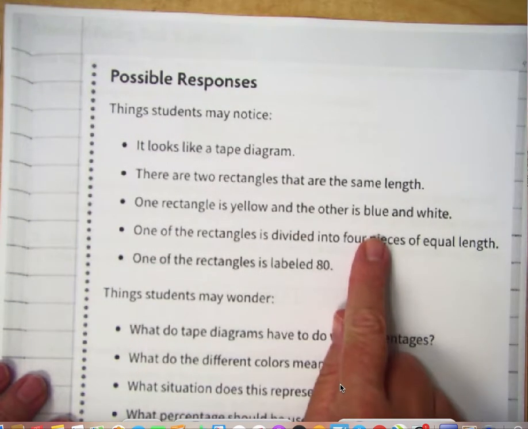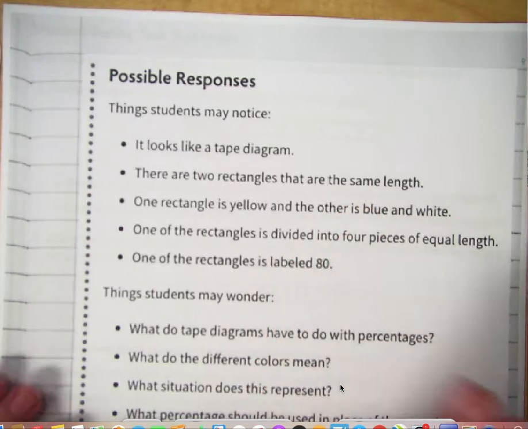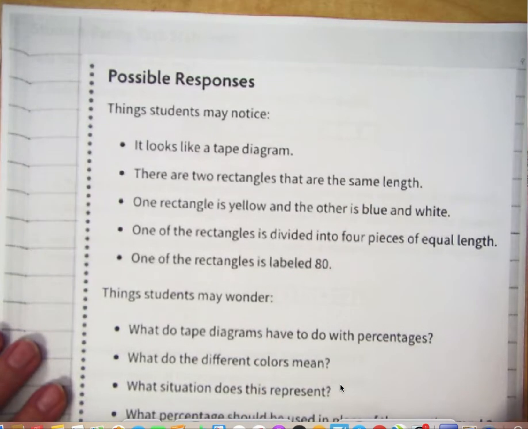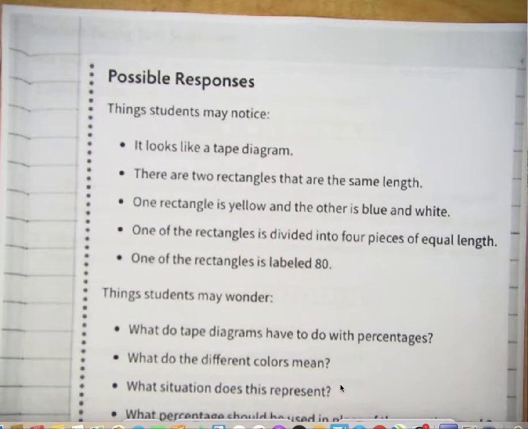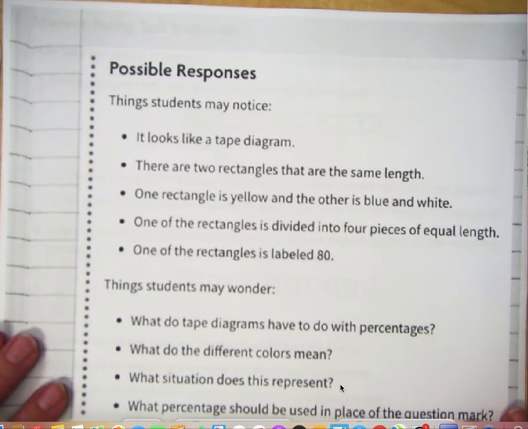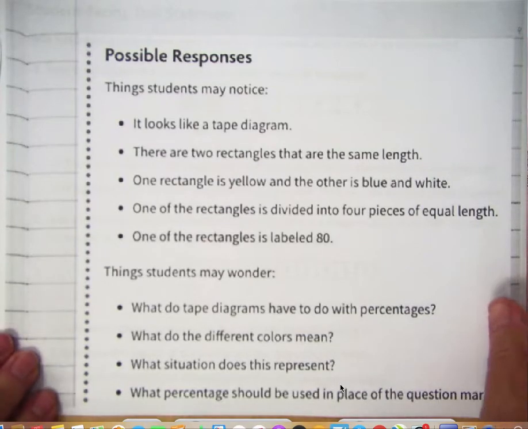We didn't have a color copy. There are 2 rectangles that are the same length. Yeah, so they're representing the same whole. It does look like a tape diagram. 4 pieces of equal length. That should be a big clue for you. One of them is labeled 80. That's another clue. Okay? What do tape diagrams have to do with percentages? Well, we can use them to solve percentages.